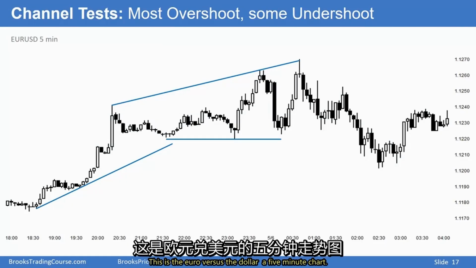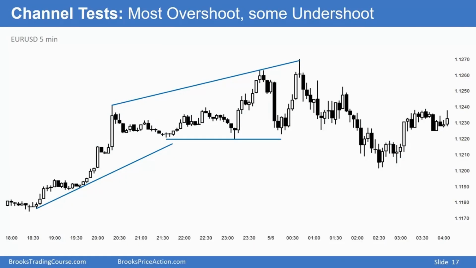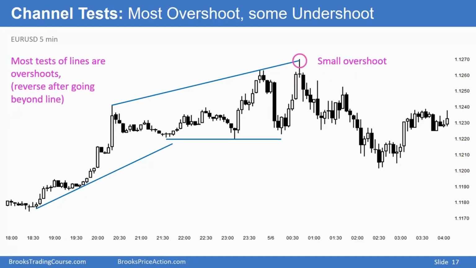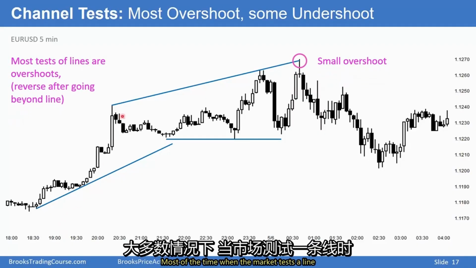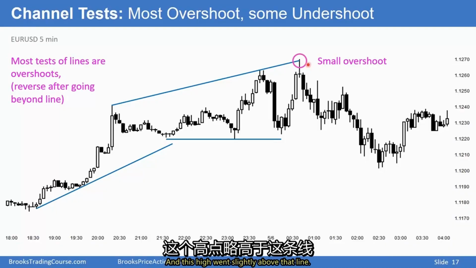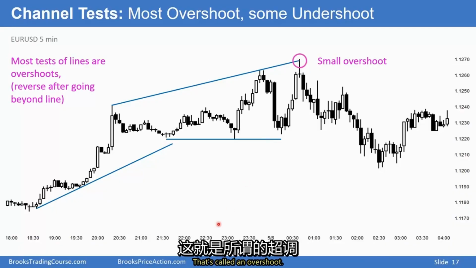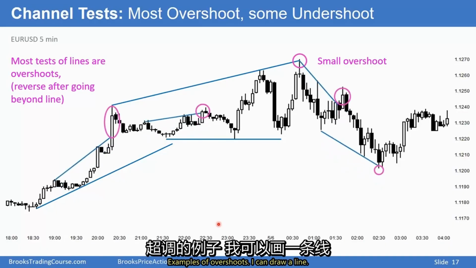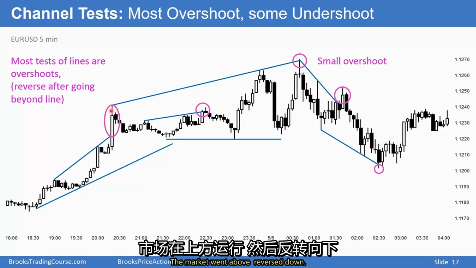This is the euro versus the dollar, a 5-minute chart. Most of the time, when the market tests a line, it goes a little bit above or a lot above before it reverses down. And this high went slightly above that line. That's called an overshoot. Examples of overshoots, I can draw a line, the market went above, reversed down.